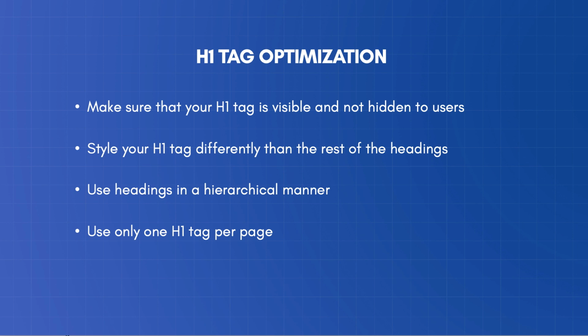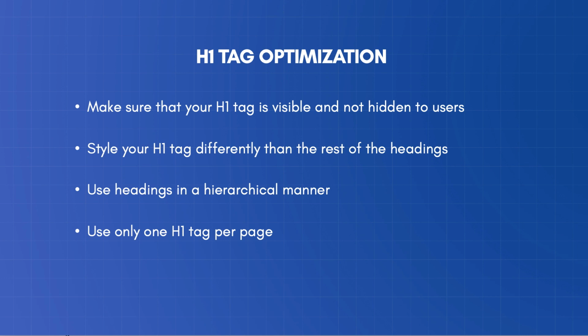The first is to make sure that your H1 tag is visible to users. Many website themes have the H1 tag in the HTML of the page, but it's hidden to users. This is not a good SEO practice. Check that your theme outputs the H1 tag correctly and that it is visible on the page. The easiest way to do this is to view the HTML source of a page and search for H1. What you see enclosed in H1 tags should also be visible on the page.